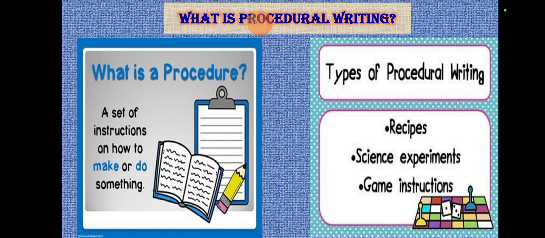So it can be a recipe, as I told you. Then what do science experiments mean? Science experiments, like first take a beaker, then take salt and then dissolve the salt into the water. After that, observe what is happening. This is basically procedure writing. Then game instructions: first take a ludo board, then take your pieces, take turns, and take the number that you have, that way.